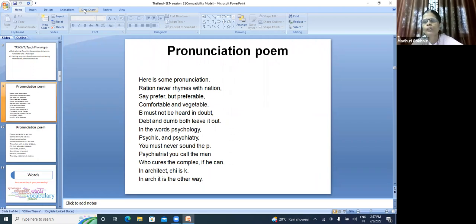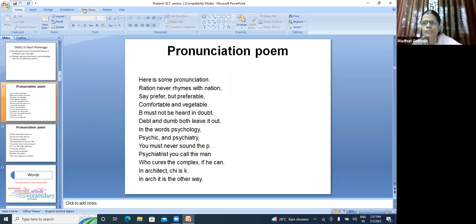When you want to develop pronunciation, you can even think of having certain poems where some of the words you want to teach them pronunciation. For example, I'm not going to read the whole poem, but look at R-A-T-I-O-N and N-A-T-I-O-N. They rhyme, but they are pronounced in a different way, right? We say prefer, but preferable. Now there is no logic here, right?